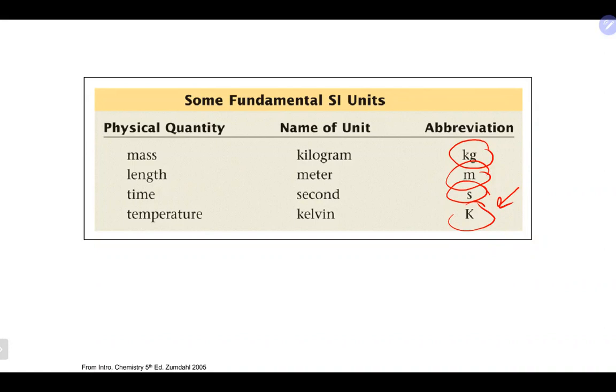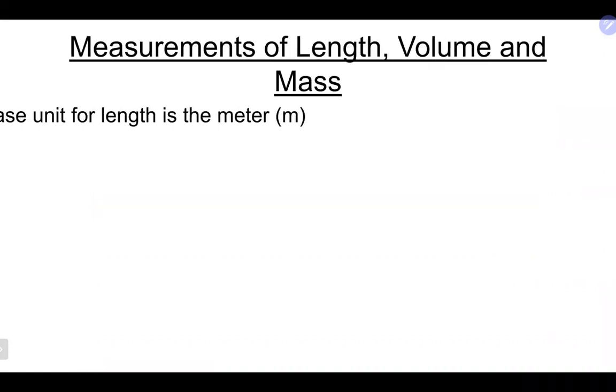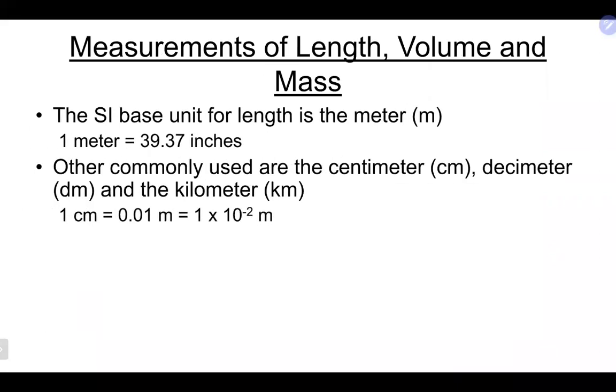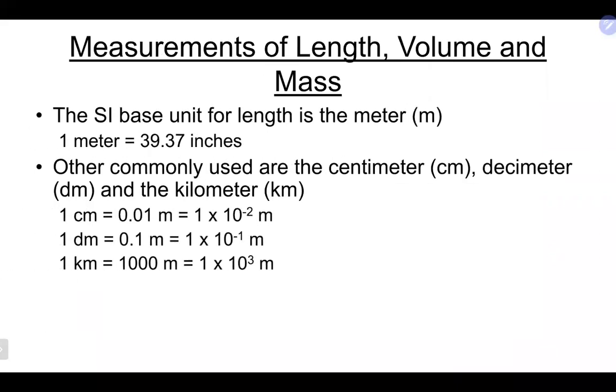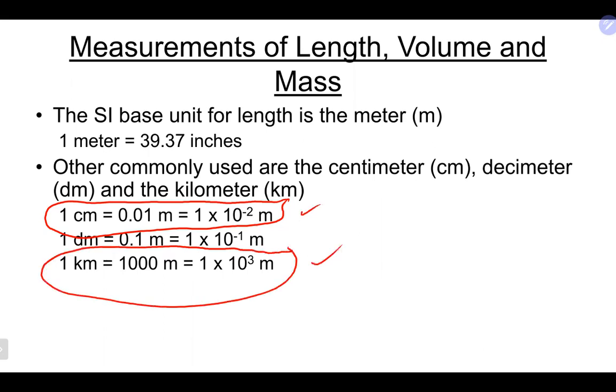So take a look at some of the units, starting with length. As we talked about, 1 meter is 39.37 inches. Centimeters is a very common unit that we come across a lot in chemistry. 1 centimeter is 0.01 meters, or 1 times 10 to the minus 2 meters. A decimeter is 0.1 of a meter, and a kilometer is 1,000 meters. So these are probably ones you should know.